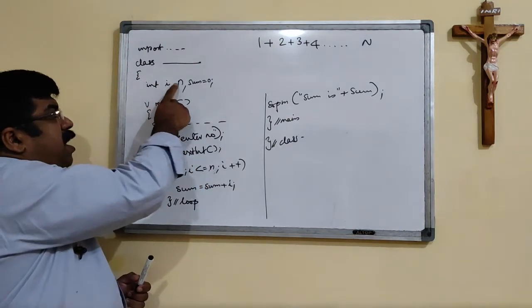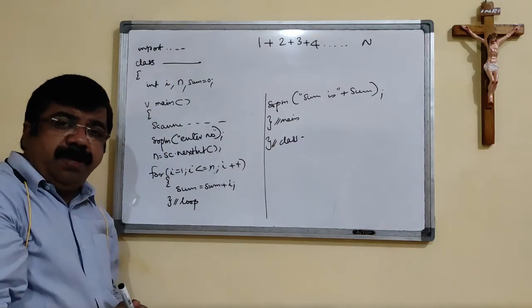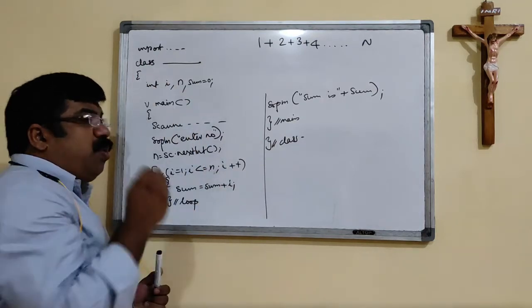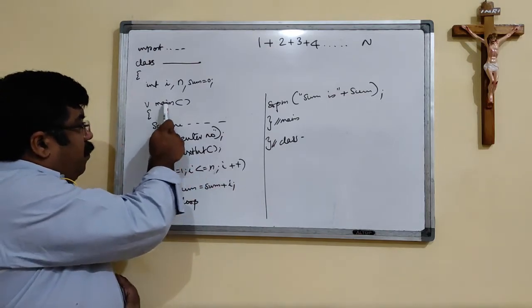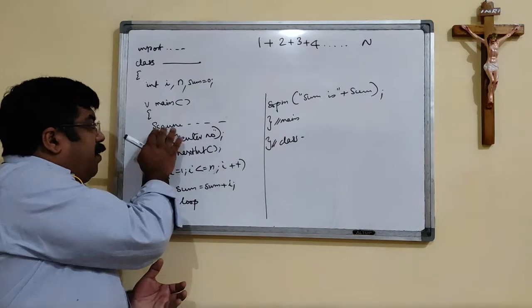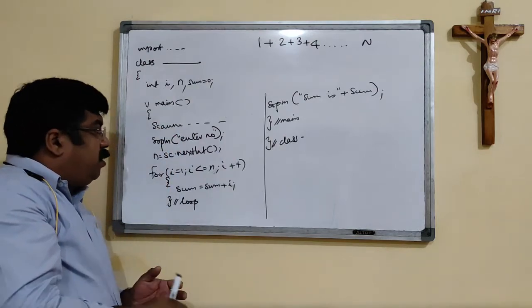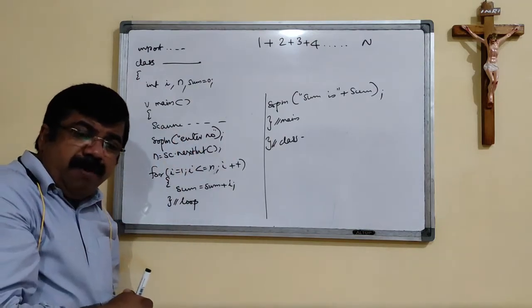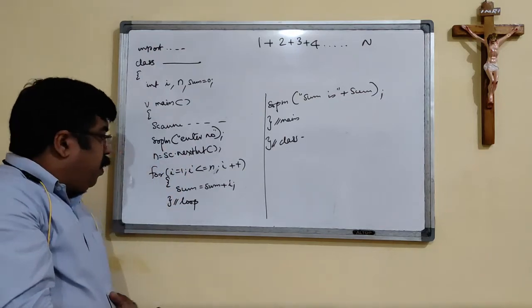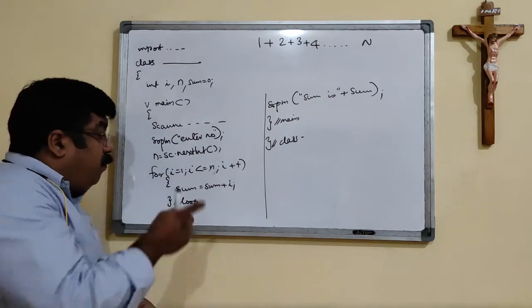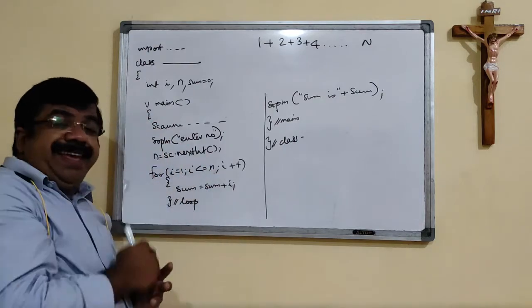See, int i, n, and sum. These are the three variables required in the program. We are just declaring them. Then within the main, we gave a Scanner class, then asking for inputting the number. Once the user is giving the number, we run the loop from 1 to that particular n.